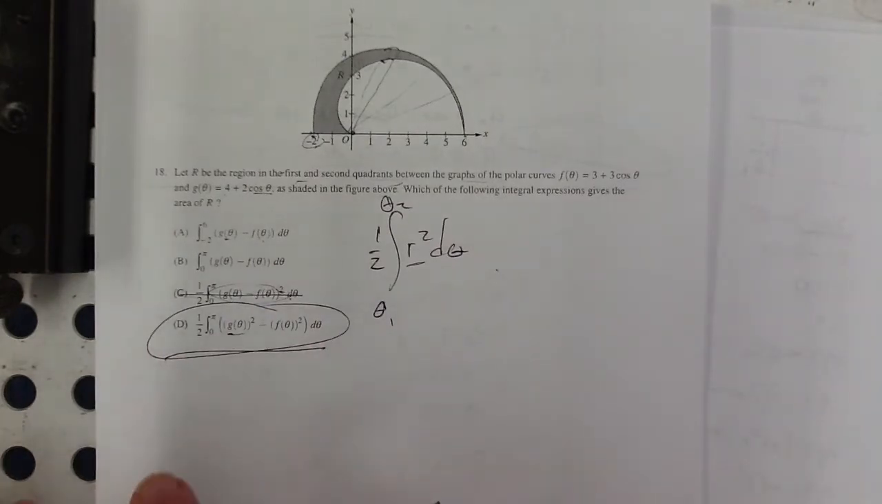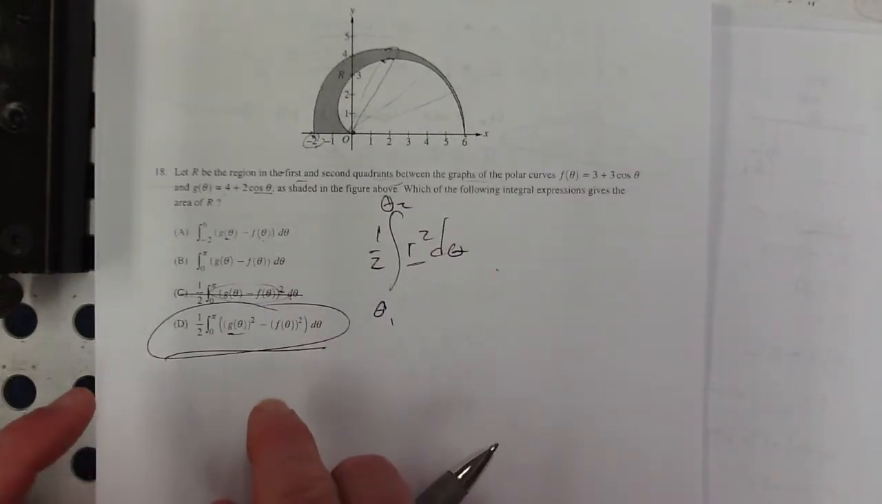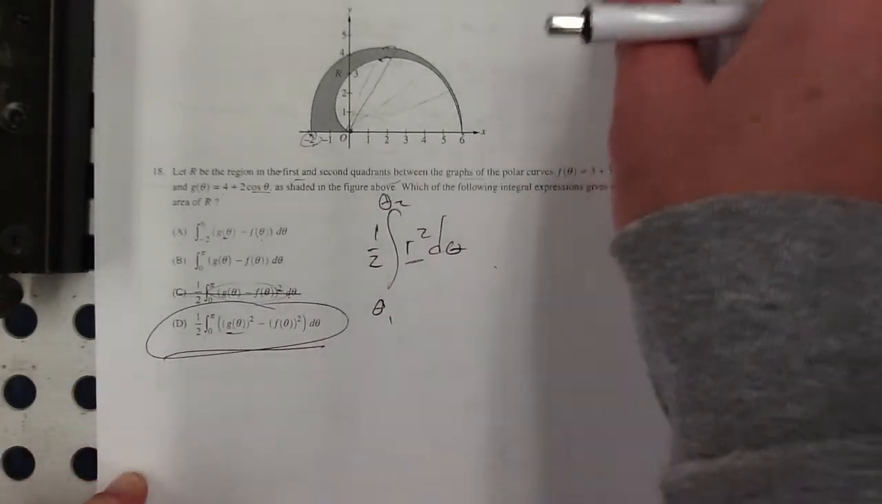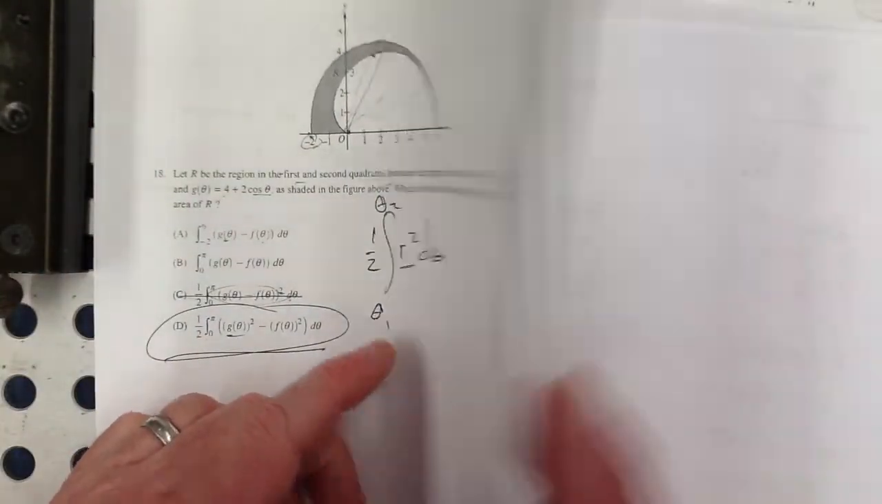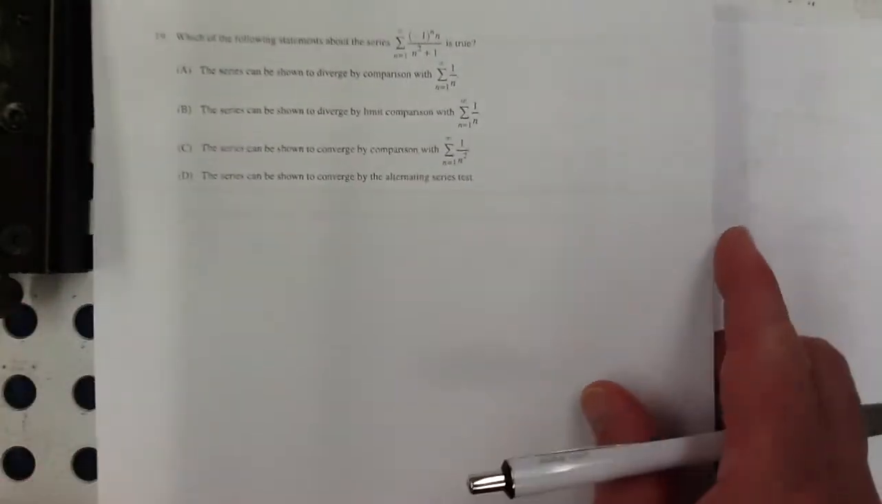So it's that. That's a pretty easy polar area question. You're not going to find one, I think, that's much easier than that. Now you can look at that and be like, oh, polar area, so hard, I'm just going to guess. Don't do that. It's an easy question.